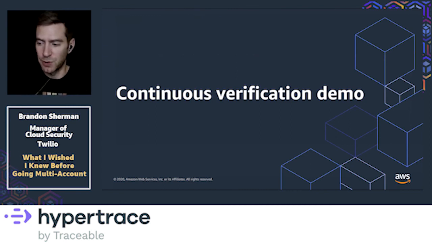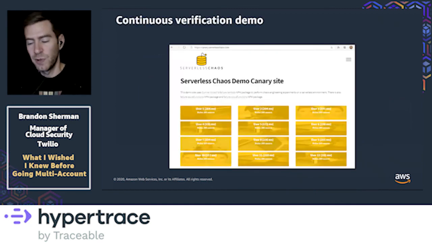A continuous verification demo. So this is a similar site to the other one. I'm pretty good at naming these demos. So this one is called Serverless Chaos Demo Canary site, which gives away which type of deployment we're going to do. But it is simply one website, so it's just going to be one user. But to show it as an example, it consists of user 1 through 12. So we can then roll out this as a canary, enable the condition to a smaller part of our Lambda invocations.